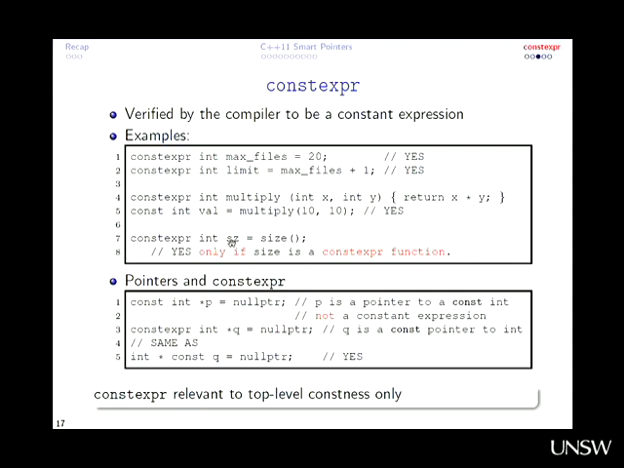If we say constant z equals size, okay, so that's what we just saw, it only works if the size function is a constant expression. Again, be careful with pointers. The first pointer here is a pointer to an int that's constant. The second line is a const pointer to an int. It's the same as moving around where the word const gets put.